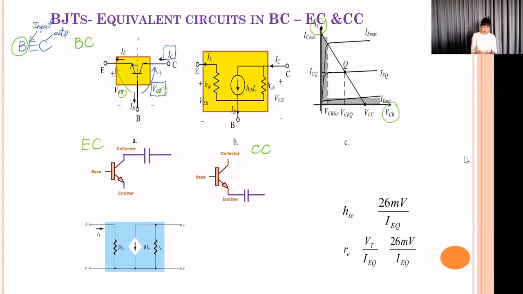When you see the position of the transistor here, you can see the output, this is on the collector.